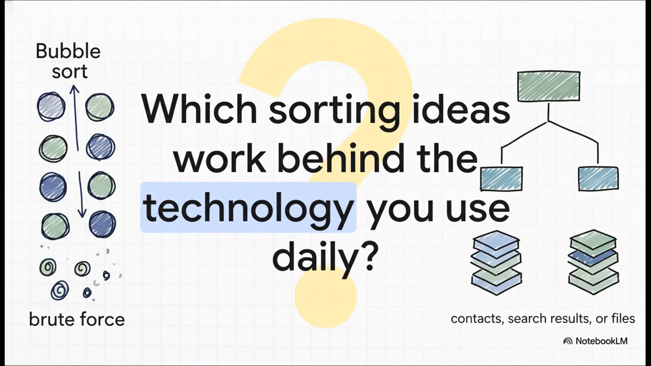And that leaves us with one last thing to think about. Every single time you see a list fall into place on your screen, your contacts, your emails, the files in a folder, one of these fundamental ideas is doing all the hard work. So next time you see that happen, ask yourself, was that the simple brute force of a bubble sort or the clever recursive magic of a divide and conquer?